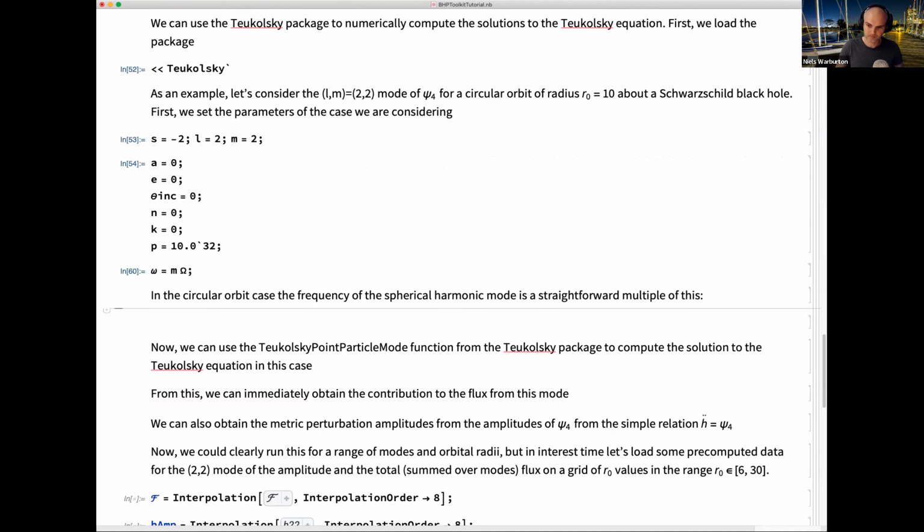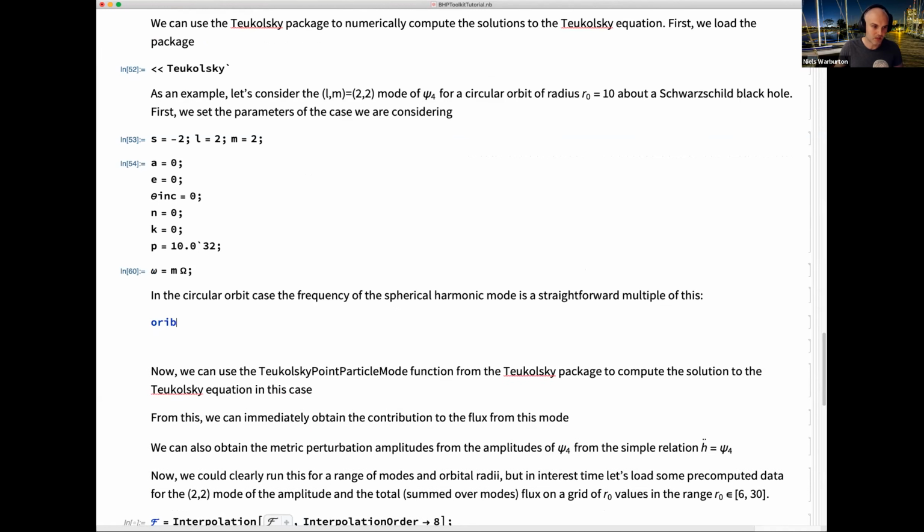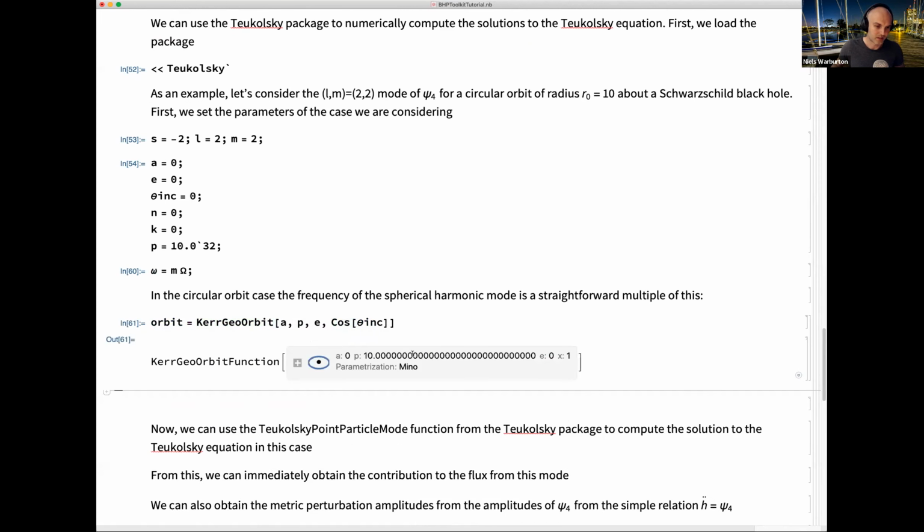Okay. So as I said, we will need to actually compute one of these orbit functions in order to pass it to the Teukolsky package. So A, P, E, cosine theta inc. So go ahead and compute that, and you can actually see it gives a little picture. It's a little circular orbit.